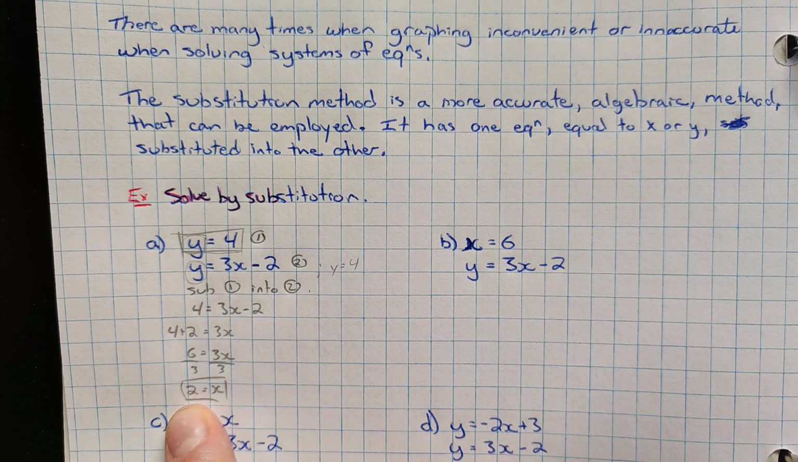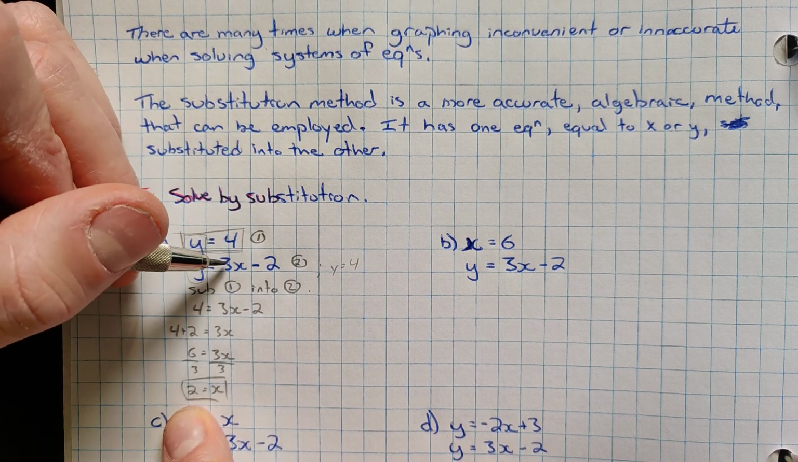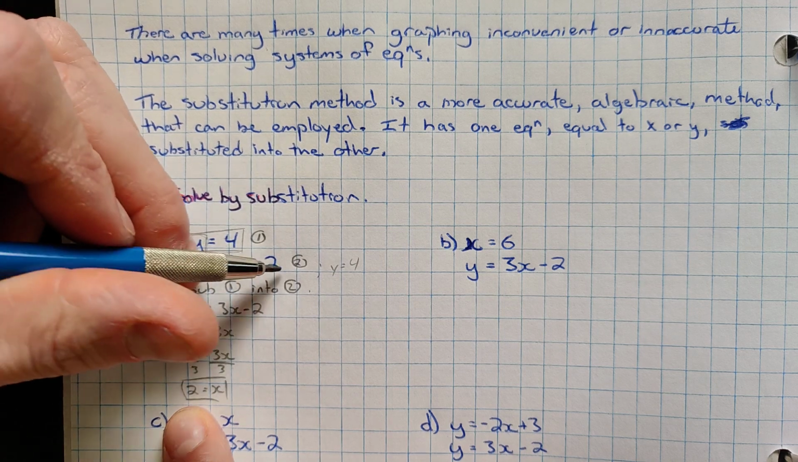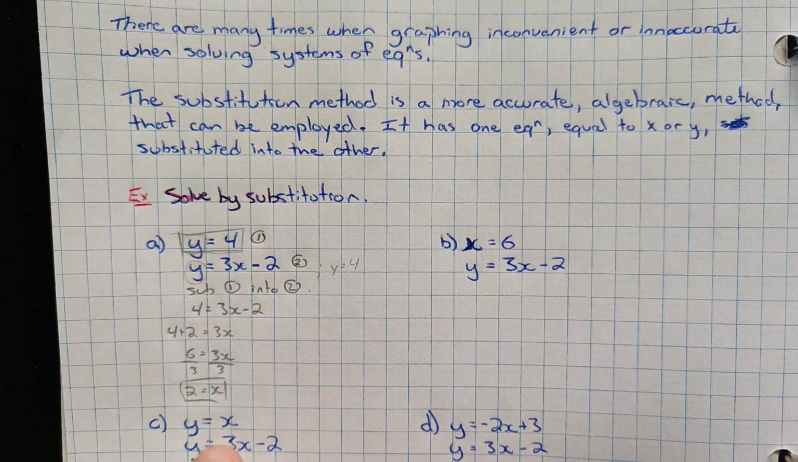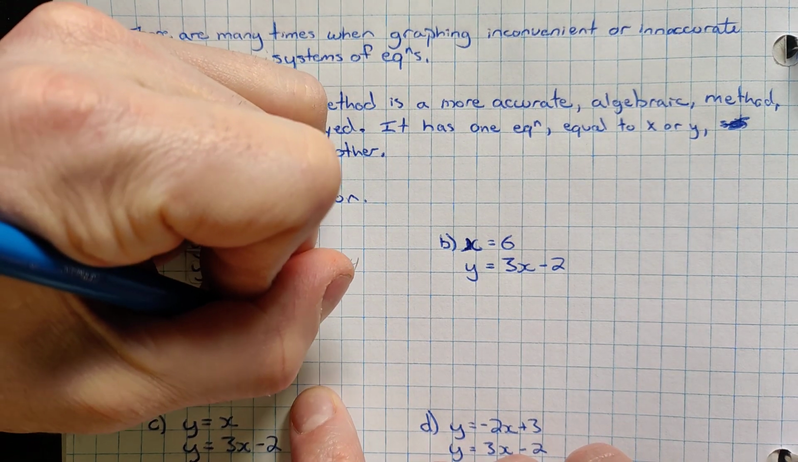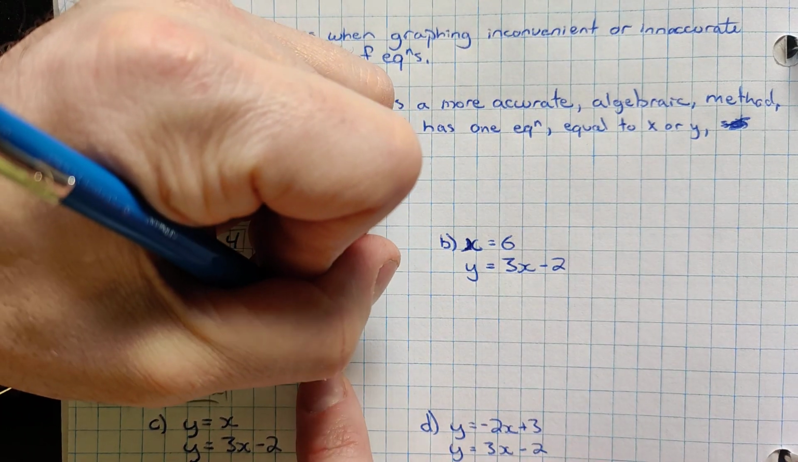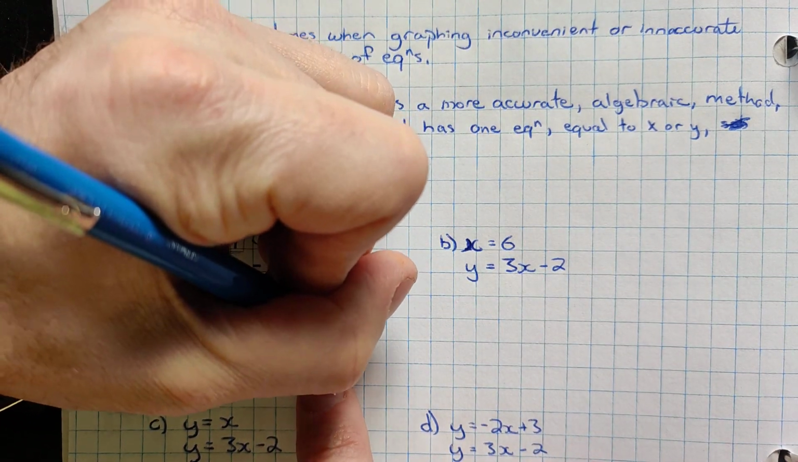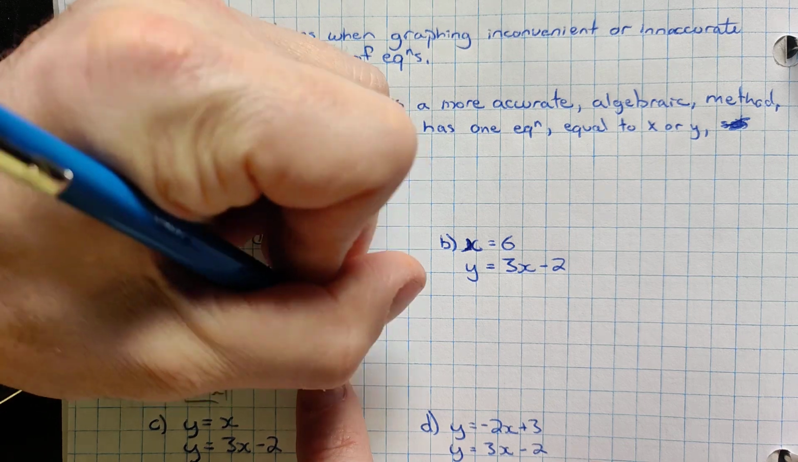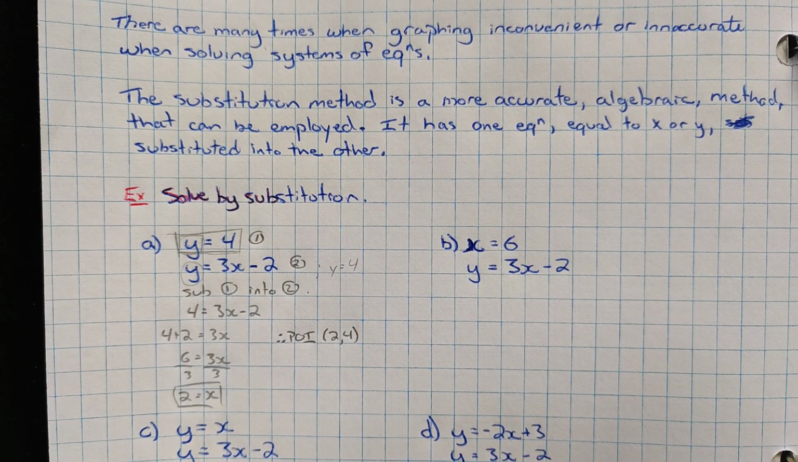I can check that it works by subbing this value back into here and seeing that 3 times 2 is 6 minus 2 is 4. That's the same as the y value. That works out. So here, therefore, the POI, and always make a little statement, is 2 and 4. Okay? Just so that I can easily find your answer.